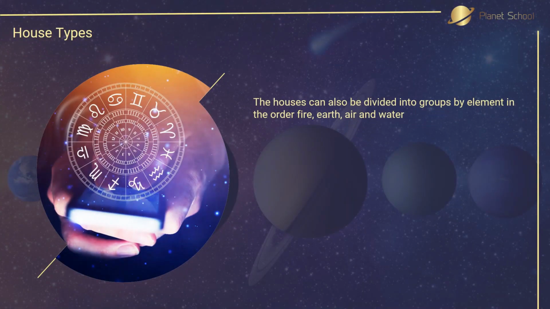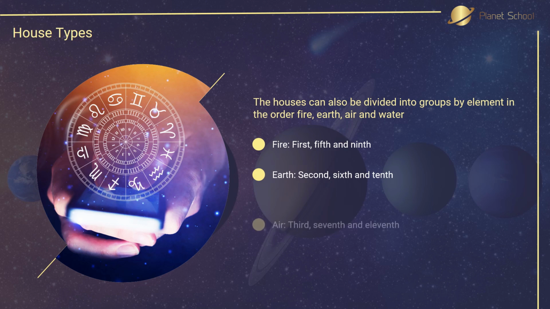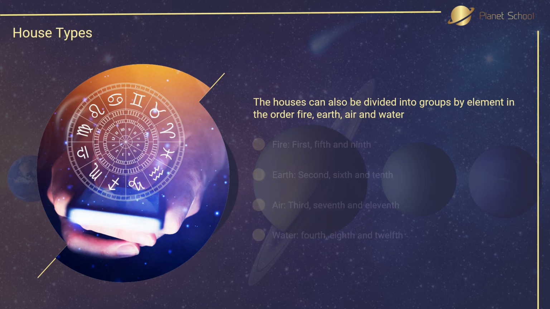The houses can also be divided into groups by element in the order fire, earth, air, and water. Fire: 1st, 5th, and 9th. Earth: 2nd, 6th, and 10th. Air: 3rd, 7th, and 11th. Water: 4th, 8th, and 12th.